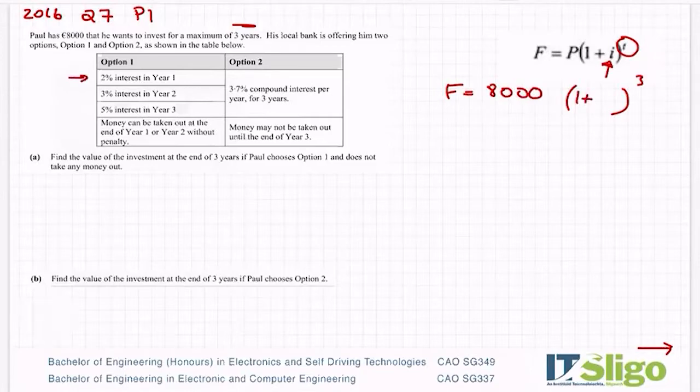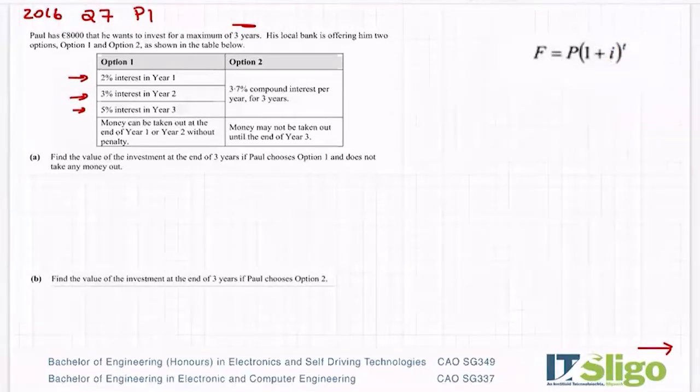Do you see it's 2% in year 1, 3% in year 2, 5% in year 3. So which one of those interest rates would you put in here? Well, it changes over the 3 years. So the formula doesn't really work for this particular question. Well, not directly. Okay, so what do we do in this case?